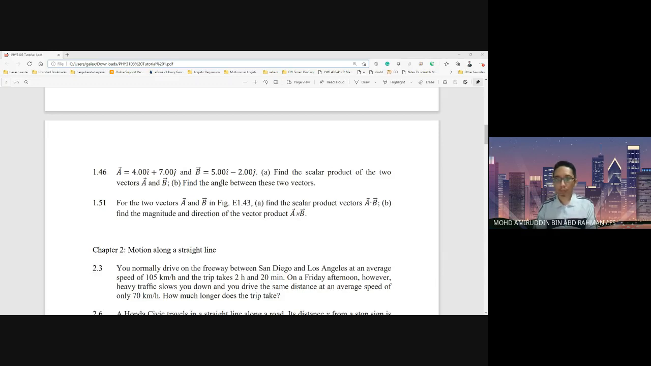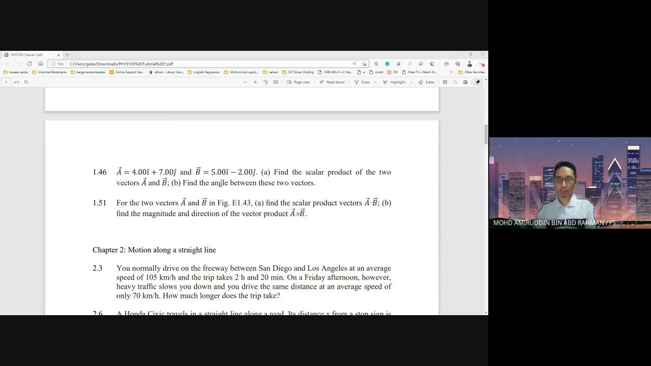All right, we move on to, because we already learned about the scalar product, the dot product, and also the cross product as well. So I think it will be simpler for you to solve for 1.46 and 1.51. So for 1.46, find the scalar product of the two vectors A and B. Vectors A and B are already given in terms of the unit vector, so you just do the dot product.